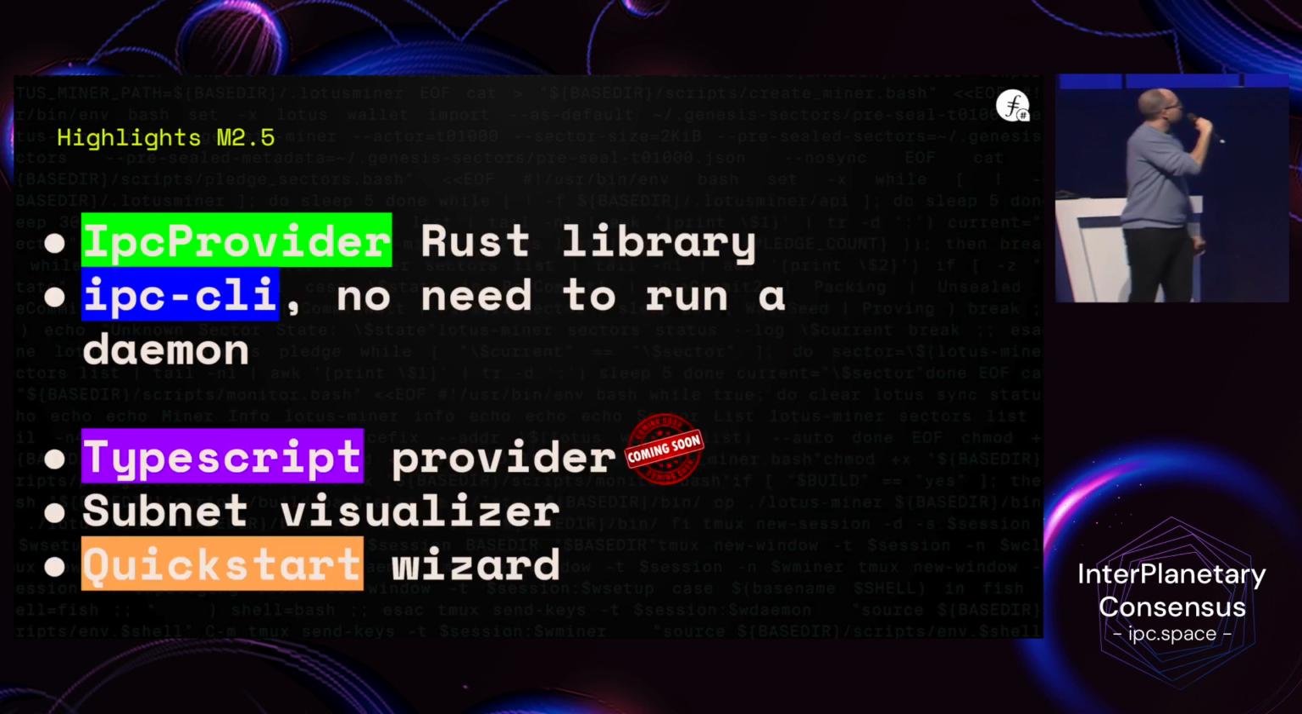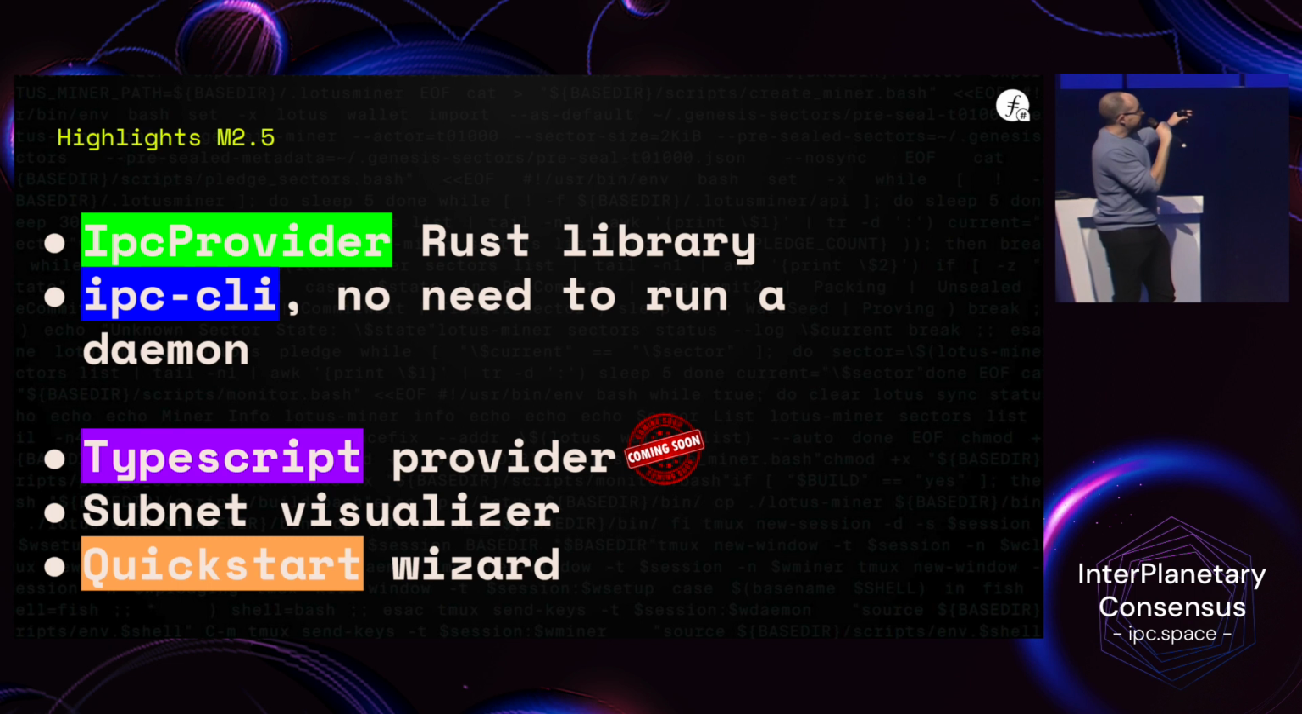So some of the highlights that you may see in M2.5 regarding UX. First of all, the IPC provider. We have this Rust library that you can embed into your applications and that allows you to interact with subnets. We have the IPC CLI that removes the need of running the daemon. And then we have, and I say coming soon because they're there, but we need to stabilize a few features and merge a few PRs, a TypeScript provider, so that from your node-based backends, from your front-ends based on Next or any JS framework, you can interact directly. Like from the IPC CLI or the IPC provider, you will be able to interact with subnets.